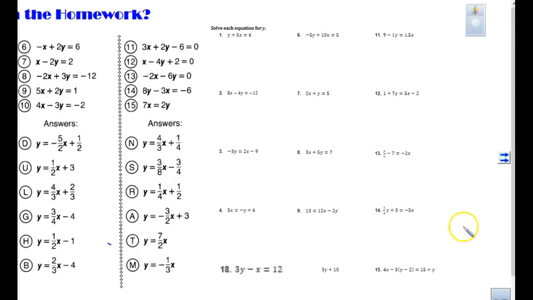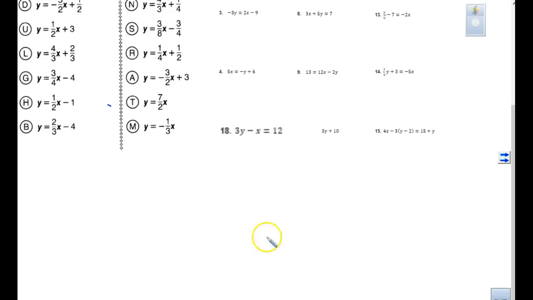Okay? So first off, it looks like your main questions were 15 and 18. In 18, you were solving for x, and in the 1 to 15, those were all solving for y. Now what I noticed is that in 18, I have 3y minus 1x equals 12. Remember, when we solve for a variable, I want 1x, and I don't want negative 1x. There's a couple ways of doing this.